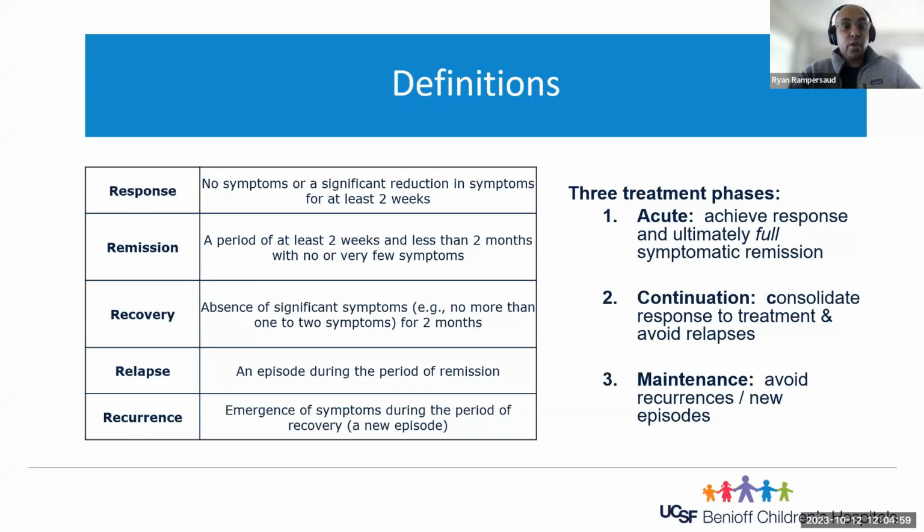You have a little bit of a definition on the side there. A response is a significant reduction in symptoms for at least 2 weeks. And remission is the same, but it's between 2 weeks to 2 months with no or very few symptoms. And then recovery is an absence of significant symptoms for about 2 months. In terms of the length of time that you treat people, we'll talk a little bit about that at the end, but it's sometimes helpful to have a conversation with families about the trajectory of what things will look like. And I think that these definitions and talking about these phases of treatment can help ground families so that they understand what's happening and it doesn't feel sort of lost. Next slide.